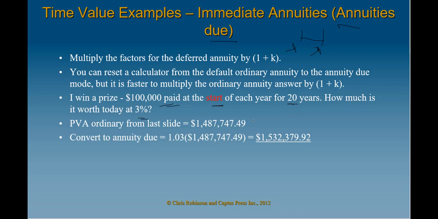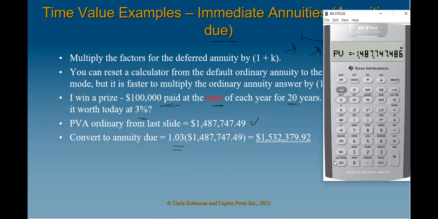Okay, so what they're doing in this case, it says that a quick way to do it is to just take the calculation that you did on the previous slide and then multiply it by 1.03 because it's happening at the beginning of the year. Okay, but I like to show how it's done on the financial calculator. So again, there was the answer from the previous slide, but that was from an ordinary annuity when the cash flows were coming at the end of the year.